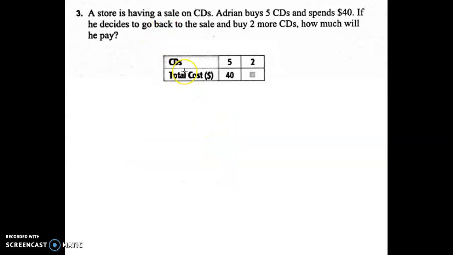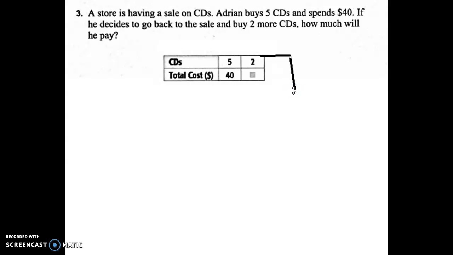Alright, so he bought 5 for $40, so now we have to find out how much it is if he buys 2 more, right? So what's going to help here is if I can figure out how much it costs just for 1. If I can figure out how much it costs for 1, then I can find my unit rate and then figure out how much 2 would cost, right? It'd be easier that way.